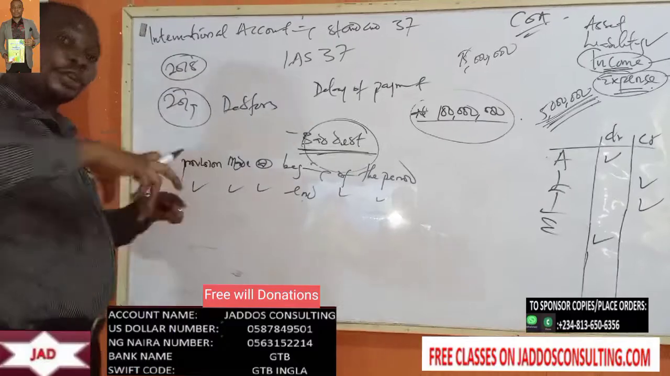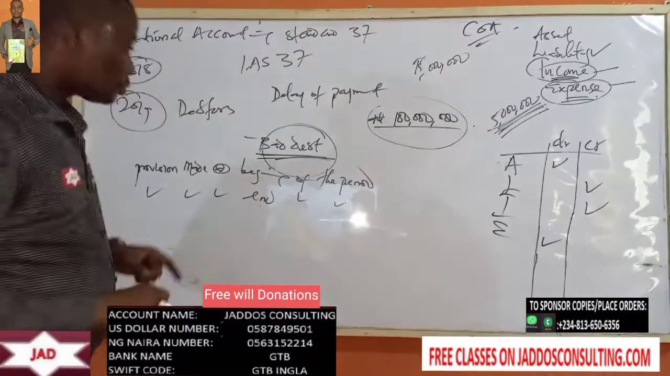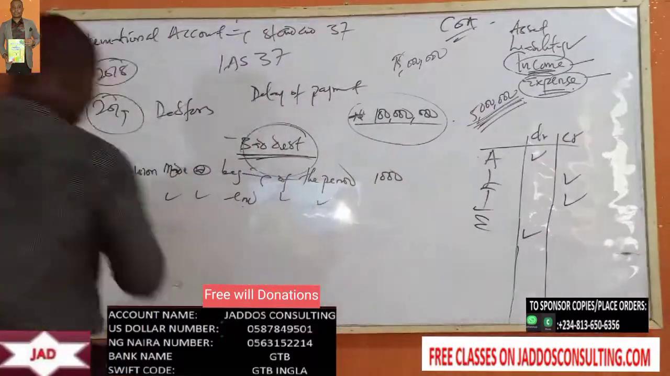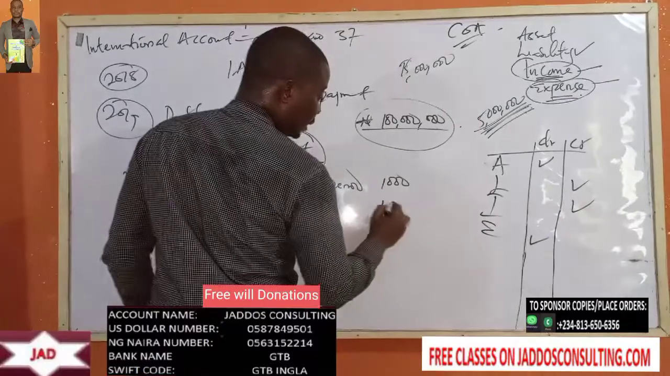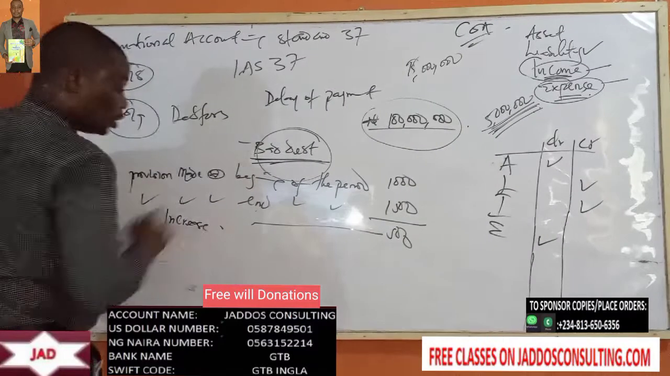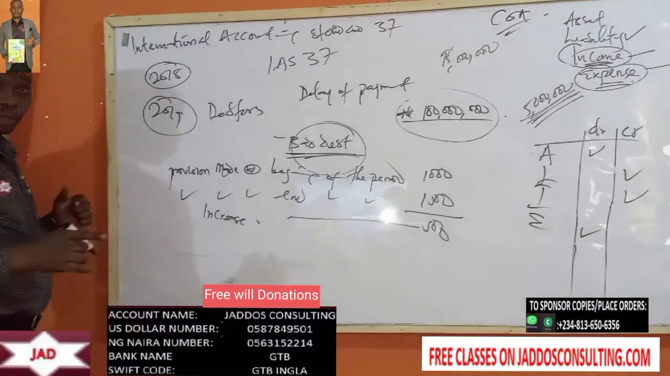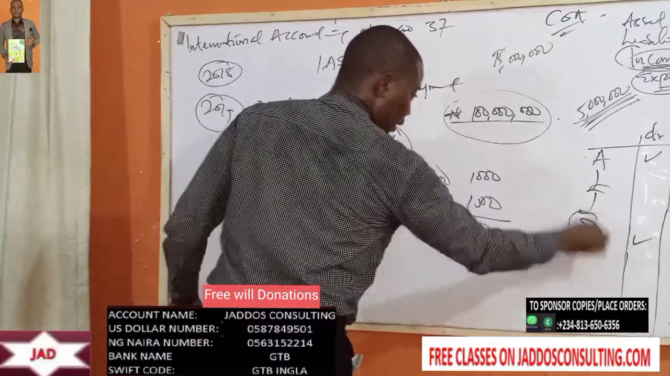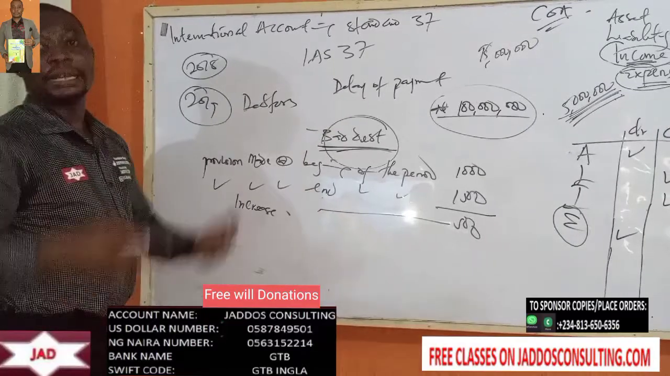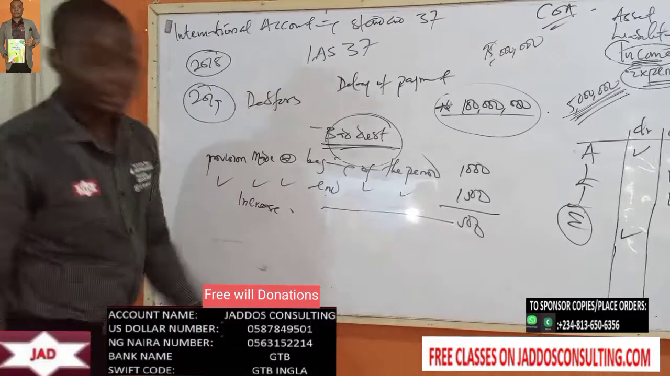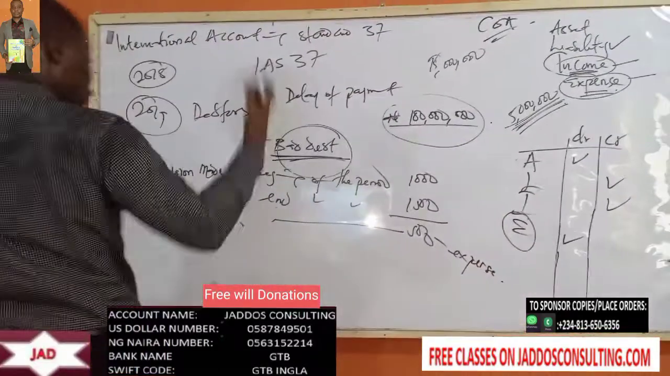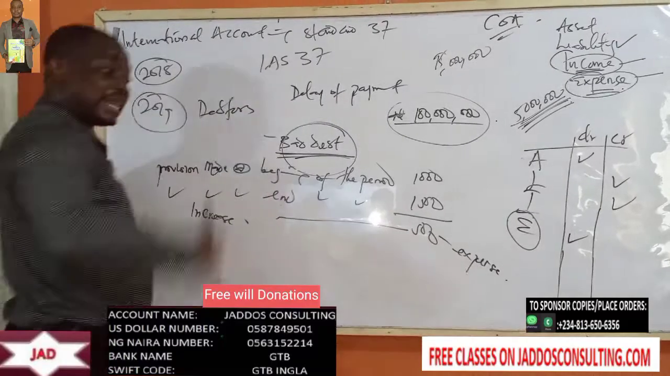So what we're saying is that in the period that you're making the provision, you're going to compare the provision at the beginning of the period, let's say 1,000, then the provision at the end of the period, let's say 1,500. So this is what? 500 increase. So when there's an increase in provision for expenses, the resultant effect on your income and expenditure account, on your income statement, is what? It's an expense. So when there's an increase in provision made for an expense, it will result in an expense.